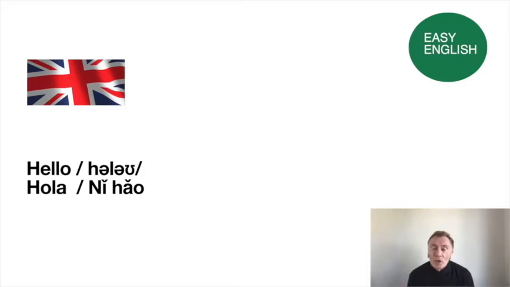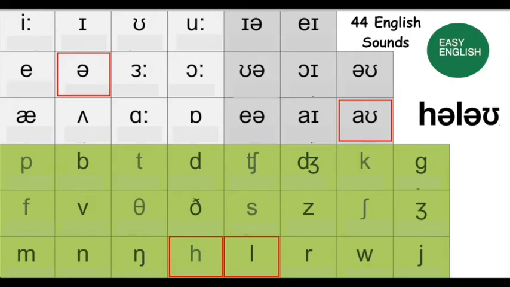And one of the things we use on this channel is the International Phonetic Alphabet, the IPA symbols, to help you to learn how to pronounce correctly the British English pronunciation, which consists of 44 sounds.